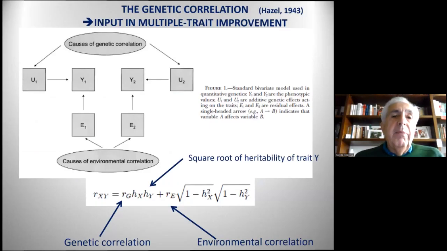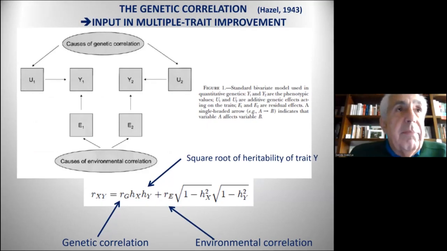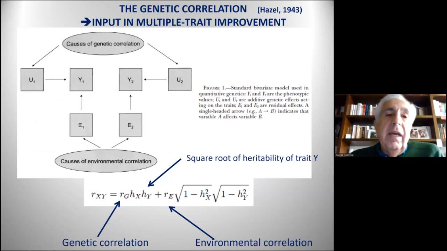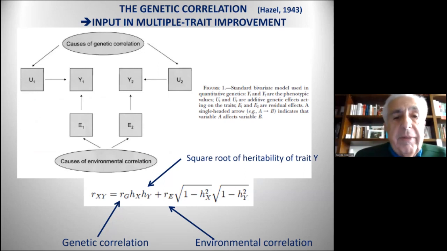Now, another important development, which was actually the basis for what we call multiple trait analysis, which is done routinely in cattle and sheep improvement, is the notion of associations between traits. And Hazel, in 1943, introduced the idea of genetic correlation, which is a metric that measures associations at the genetic level to distinguish between the environmental correlation, which measures association at the environmental level.